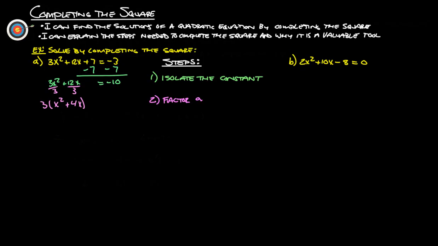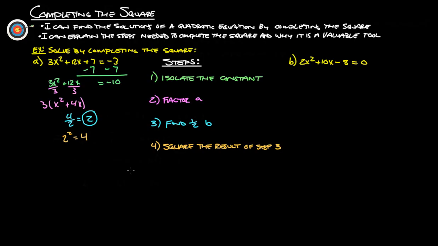Okay? Next step is to find half of whatever the b term is. So in this case here, our b term is the 4. So we're going to take 4 divided by 2, and we get 2. And I'm actually going to circle it because we're going to use this 2 later on, so it's really good to make sure that you remember where it came from. Next thing we're going to do is square the result of step 3. So we take our 2 and we square it, and we get 4.